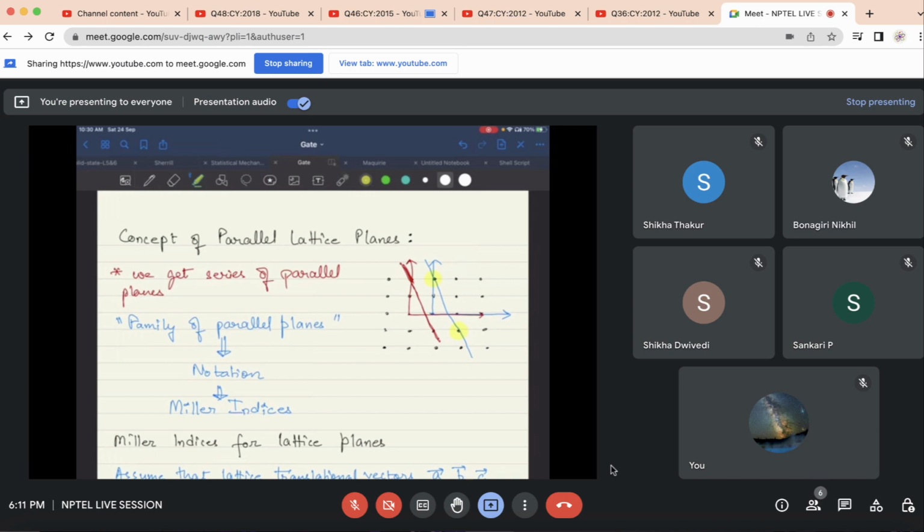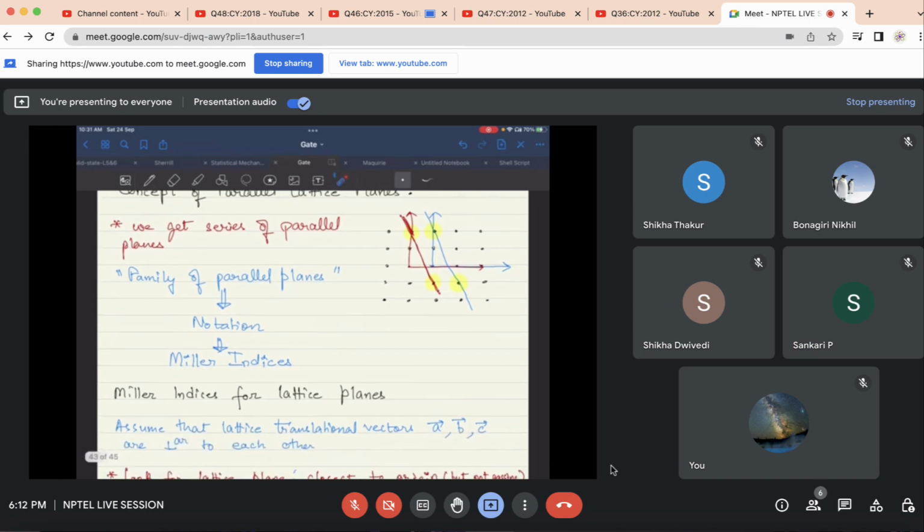And again, if there is a similar plane parallel to it, passing through another two atoms in a similar manner, such that these two planes are parallel to each other. Here, actually, the lines are not straight, but assume they are straight planes and they are parallel to each other. Then we get a series of parallel planes, and these are called the family of parallel planes. We have a special notation for these parallel planes. We call it Miller indices.